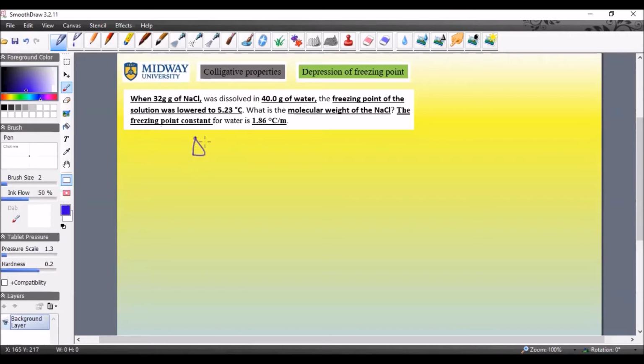Again, we already know the generic equation is delta TF equals KF times M times I. And delta TF is given to us as 5.23. KF is given to us as 1.86. And obviously, we don't know M, which we can find, okay? And I is 2 because sodium chloride is Na plus 1 and Cl 1 minus, so we get 2, okay? So if you solve all this, what do we get? 5.23 divided by 2 divided by 1.86. So molality is 1.405 M.